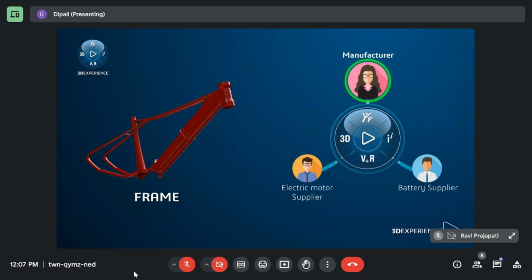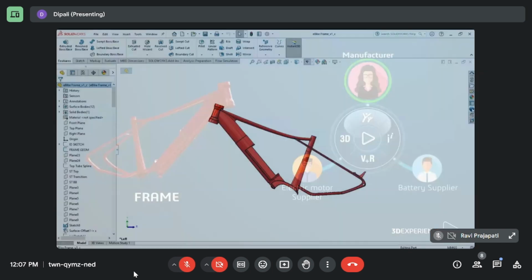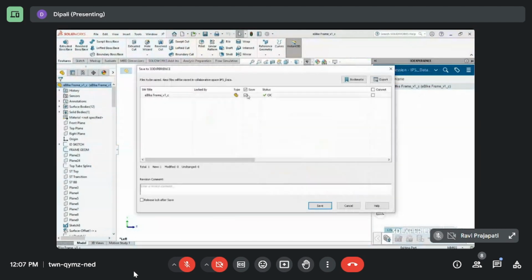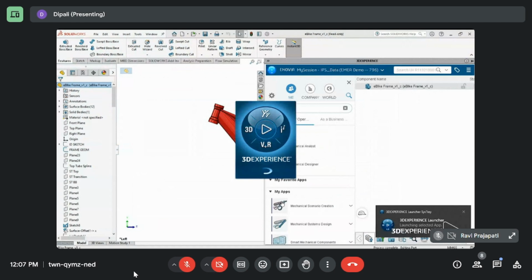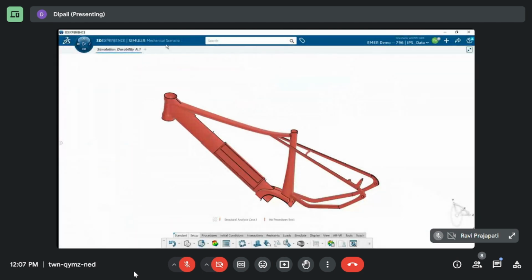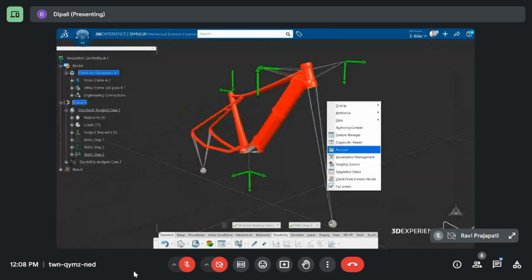On our side, we aim for weight reduction by designing the frame with smaller bars than on the previous models. So I started from SolidWorks Desktop and simultaneously connected to the 3D Experience platform. This gives me access to advanced structural simulation capabilities based on proven Abaqus technology.